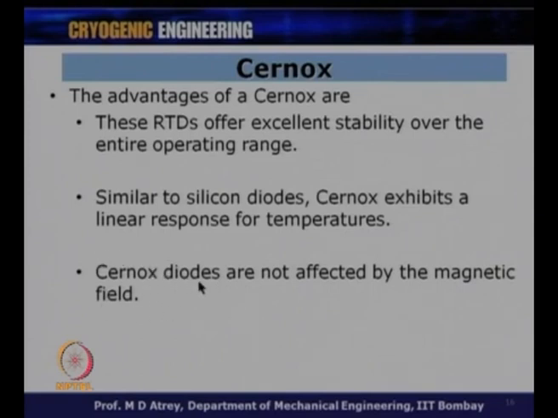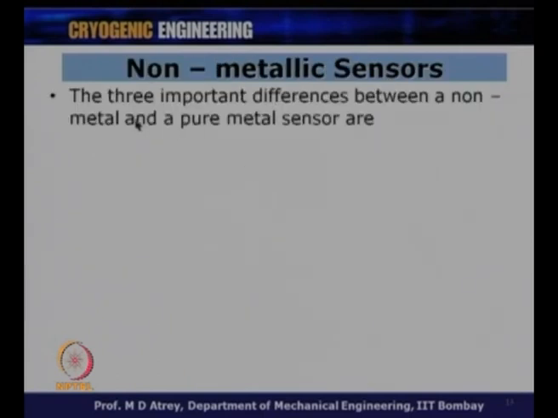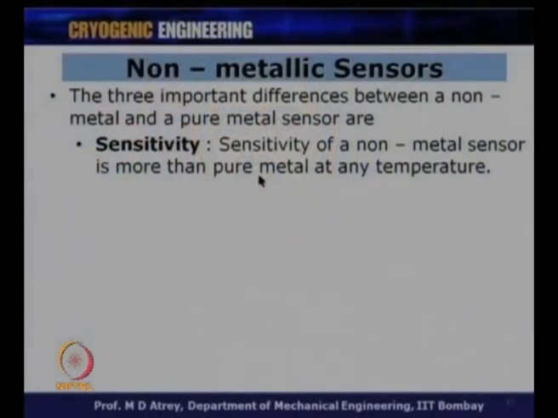So, typically there are three important differences between a non-metal and a pure metal sensor. The non-metallic sensors we saw are the Cernox and silicon diode, and the pure metal sensors we saw were the thermocouple and PT100. In terms of sensitivity, the sensitivity of a non-metal sensor is more than pure metal at any temperature. So, basically non-metal is what we are talking about, semiconductor. Diode is a kind of semiconductor, right? So, sensitivity of a semiconductor always is more than pure metal at any temperature.